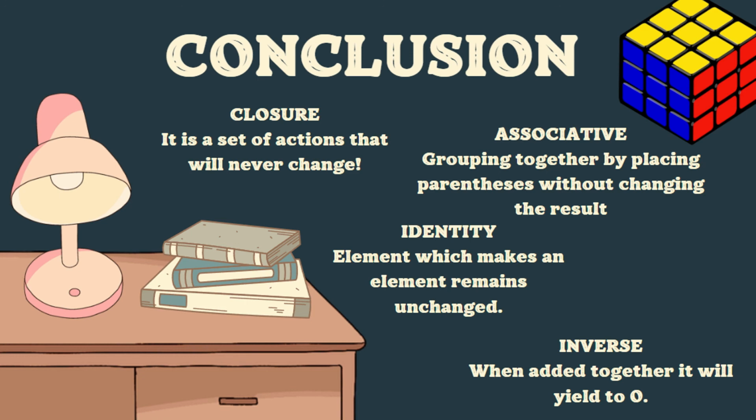Associative is grouping together by placing parentheses without changing the result. Same goes with mathematics: even though you put parentheses, it will never change. Identity is an element which makes an element remain unchanged. Last but not least, inverse: when added together, it will yield 0.